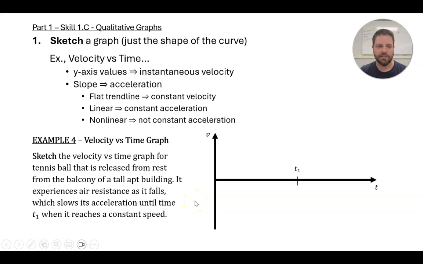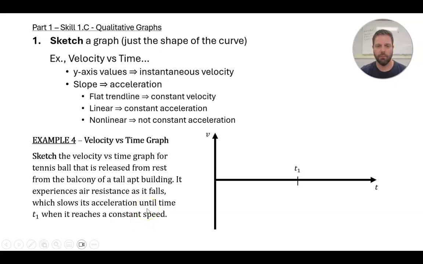So let's check out this last example of a velocity versus time graph, where we're asked to sketch. And we're going to apply some of these things that we just talked about to this graph. It says that a tennis ball is released from rest from the balcony of a tall apartment building. It experiences air resistance as it falls, which slows its acceleration until time t1 when it reaches a constant speed. So let's again unpack it.